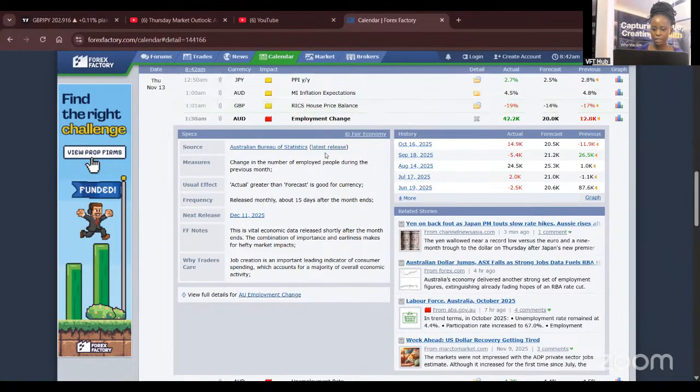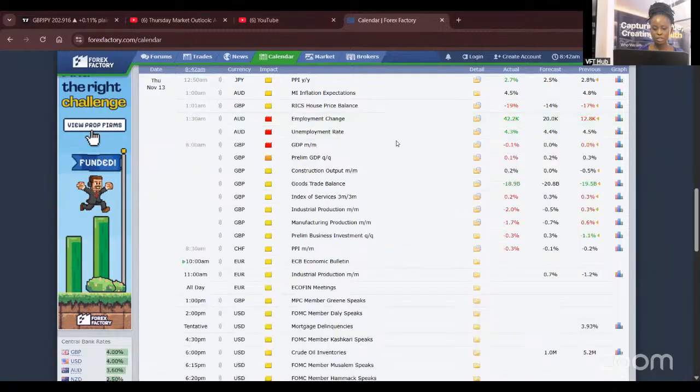You can see the explanation of what the measures are and their effects on the currency. What was forecasted to come out for AUD employment change was 20K. It came out at 2.2K first. Actual greater than forecast is good for the currency. So we should be seeing more buyers going into AUD USD.